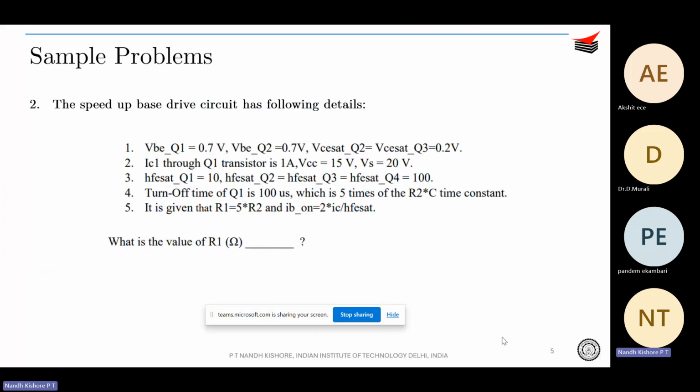Okay, so I'll go through this question. For the circuit that was shown, all these are given and you are asked to find out the value for R1. Okay, so you first try to understand when R1 will come into play.